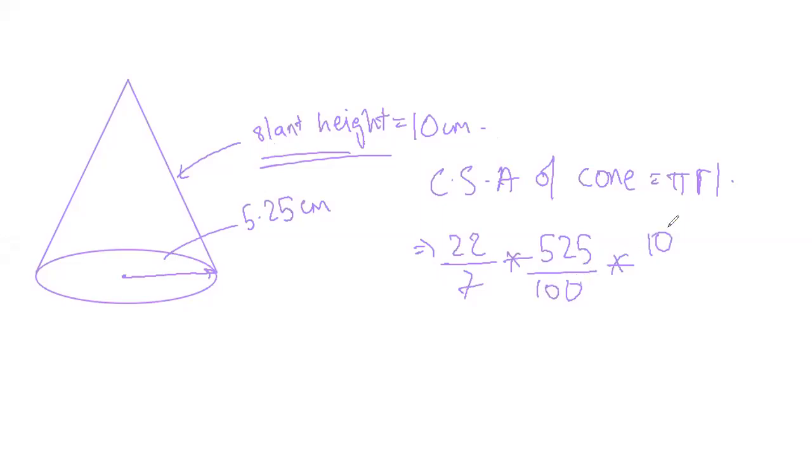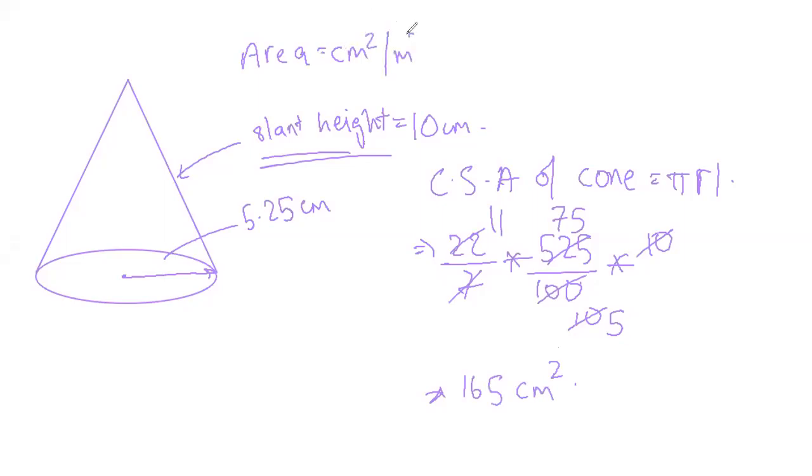Seven sevens of 49, and so on. So the final answer is 165 centimeter square. All the units of area have a square at the top, no matter if it is centimeters, meters or kilometers: centimeter square, meter with the square at the top, kilometer with the square at the top, and so on.